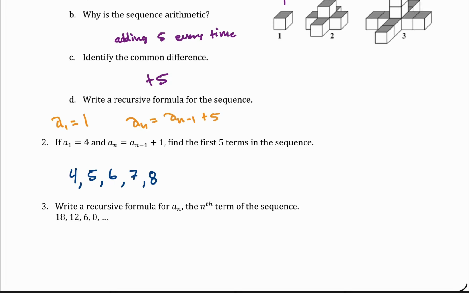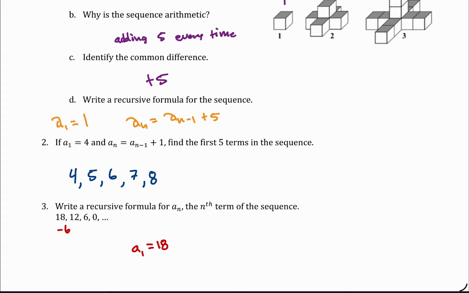And the last one, I need to write a formula to find the nth term in the sequence. So I'm just writing a formula. I need to find what my difference is here. So how did it go from 18 to 12? I subtracted 6. And how did it go from 12 to 6? I also subtracted 6. So it looks like my difference is negative 6. So let's make a formula. I need my A sub 1. A sub 1 is 18.